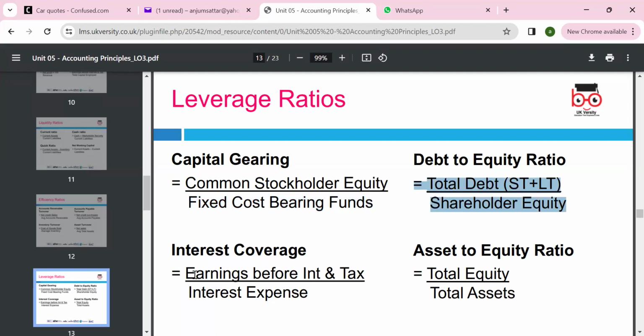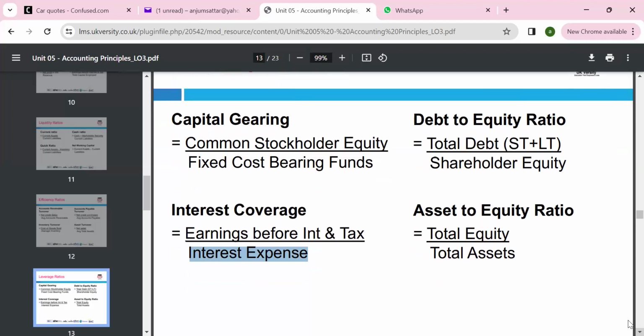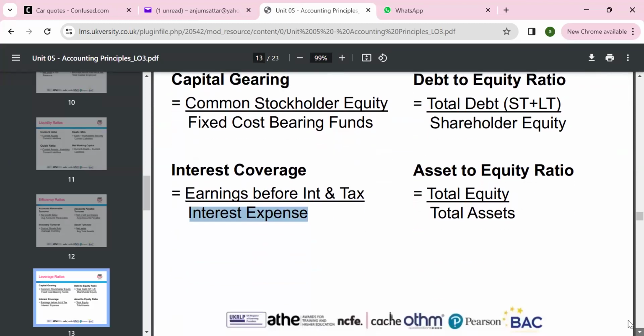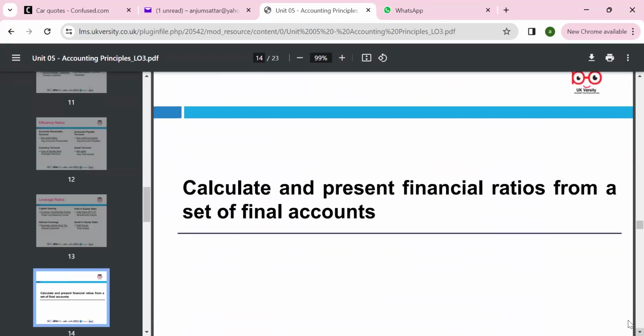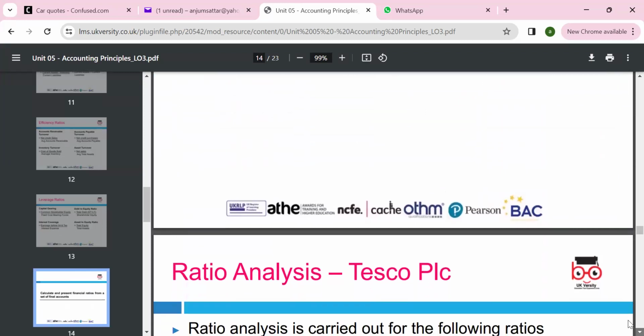Then we have earnings before interest and tax divided by the interest cost, the interest cover ratio. If you're a lender, a bank, and the profit is only 2 times higher than the interest cost, you can decide which rate you will offer to the company. Total equity divided by total assets, so we can find the ratio between equity and assets. So we can calculate these ratios from a set of accounts.